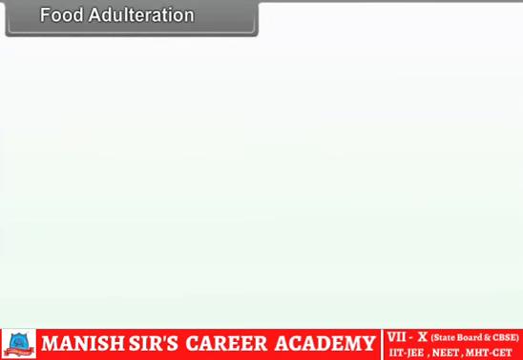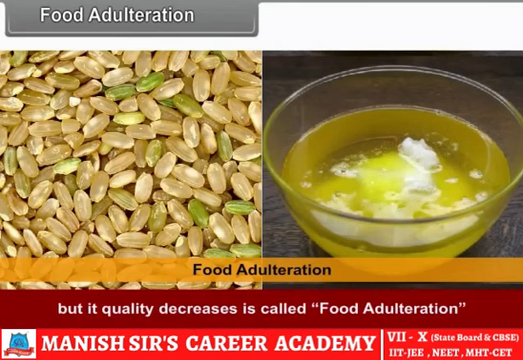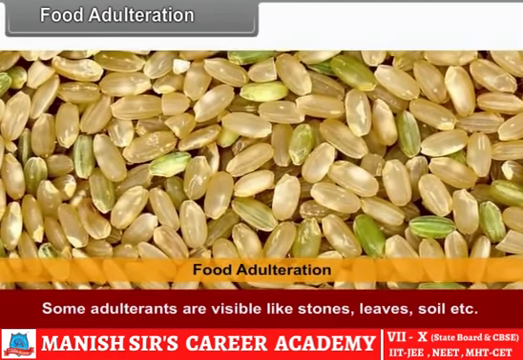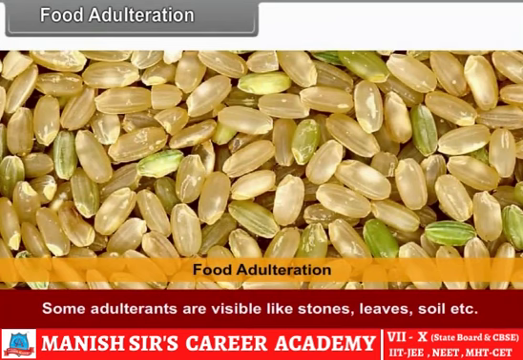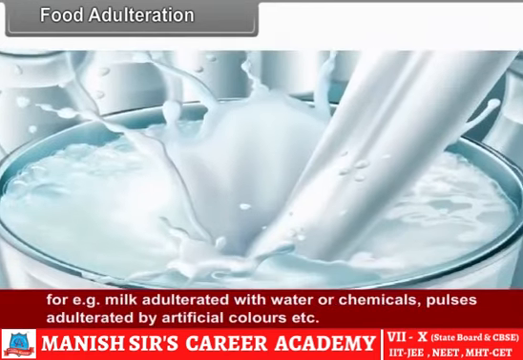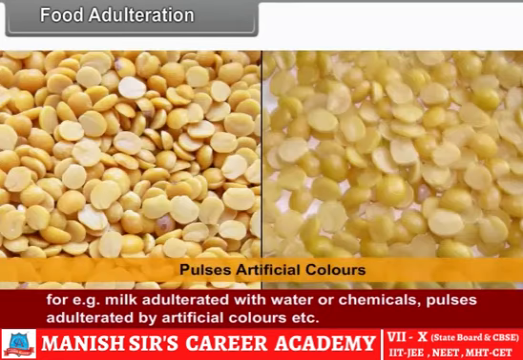Food adulteration. It is a process by which substandard substances are added to food items by which its quantity increases but its quality decreases is called food adulteration. Some adulterants are visible like stones, leaves, soil, etc. Consumers can remove them, whereas some adulterants are invisible. For example, milk adulterated with water or chemicals, pulses adulterated by artificial colors, etc.